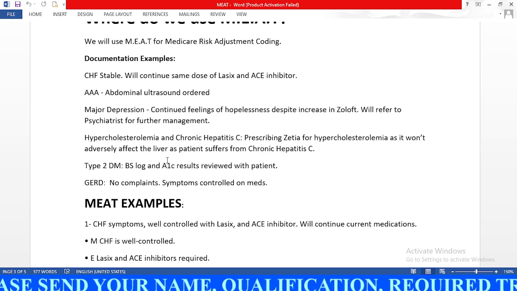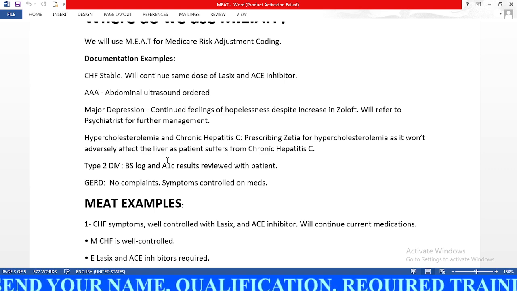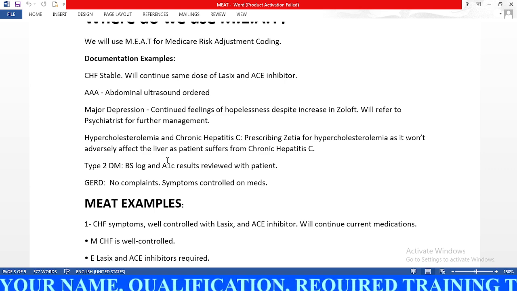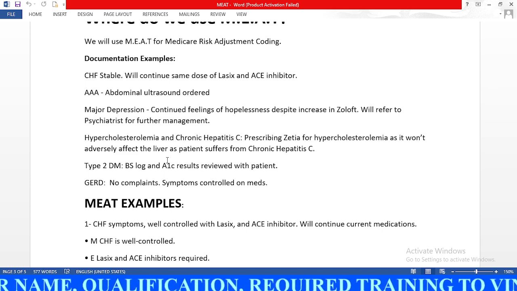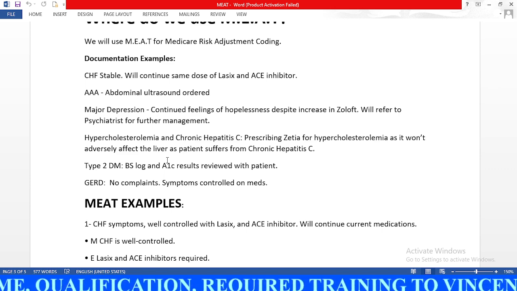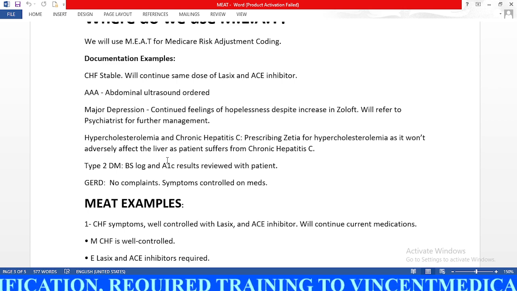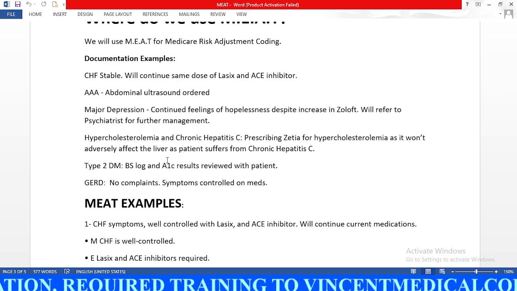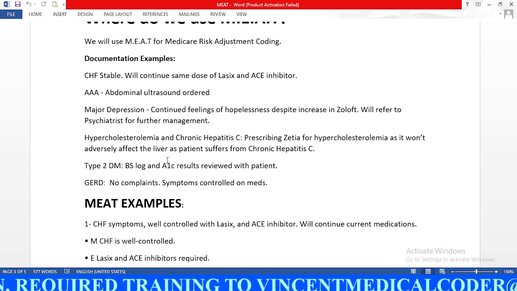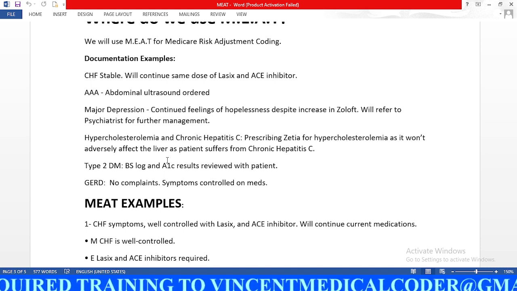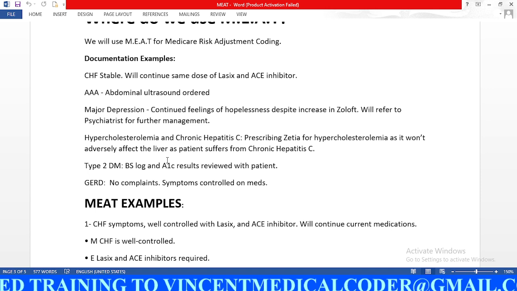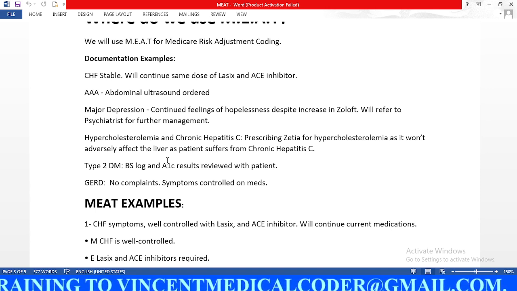So here the physician is referring the patient to a psychiatrist. So next one, hypercholesterolemia and chronic hepatitis C. Prescribing Zetia for hypercholesterolemia, as it did not adversely affect the liver, as the patient suffers from chronic hepatitis C. Here also the physician is recommending Zetia, so it will come under treatment.